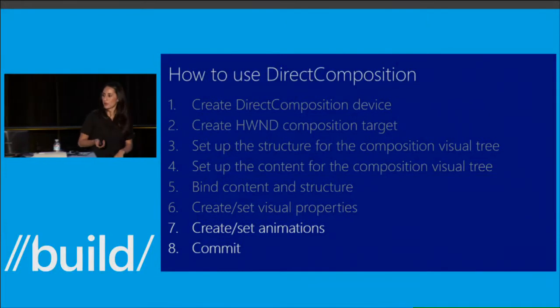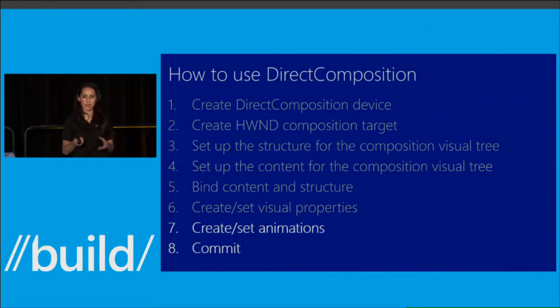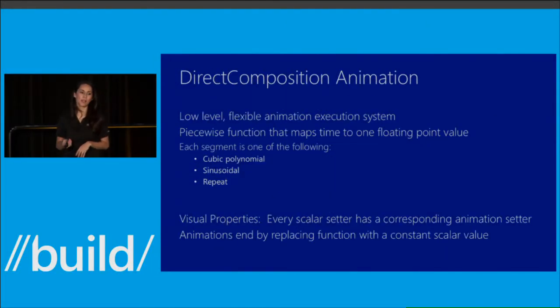All right, so we're at the last 2 steps. Let's create and set those animations. So let's talk about DirectComposition animations. DirectComposition is a low-level, flexible animation execution system. The animation functions are just a list of segments, and those segments are primitives, and the primitives can be a cubic polynomial, repeat, and sinusoidal. The Windows personality library and all of the different Windows applications are actually creating the animations that you see based on these primitives. So they give you a really good variety.